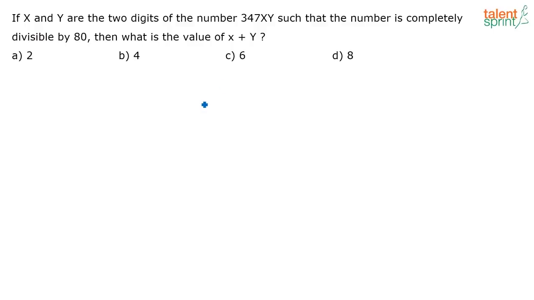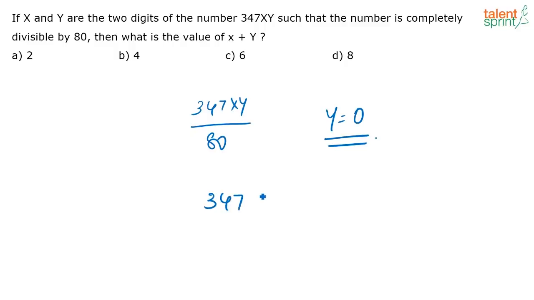Now the number has to be divisible by 80, they have given. That means definitely the last digit has to be 0, because then only it will be completely divisible by 80, correct? Because there is a 0 here, it has to get cancelled. So directly I can say y is equal to 0. Now you have a number 3, 4, 7, x and 0.